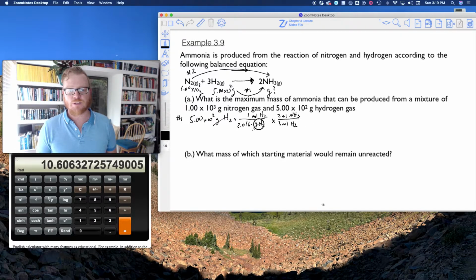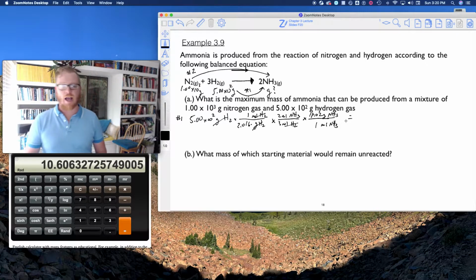And don't forget to cancel out those units as you are going. At least that's what I like to do. It helps me check that I'm on the right path. And then now finally I'm at moles of NH3, but I need to be at grams of NH3, right? So I know I can say mole NH3 per gram NH3. And from that last problem, right, we calculated that it was 17.02 grams of NH3. Okay, so let's do that calculation.